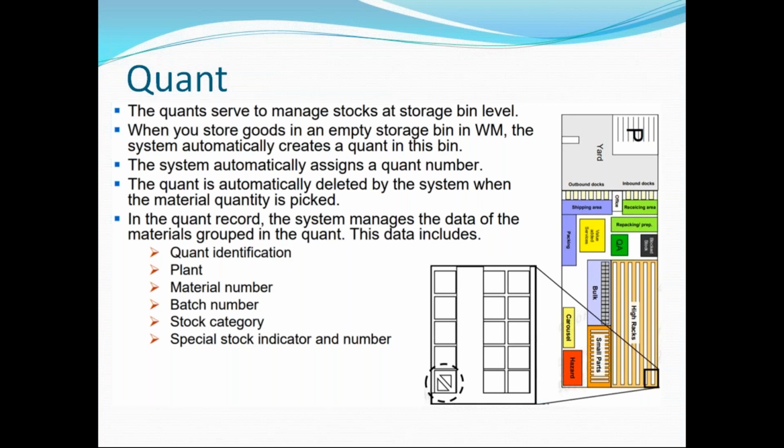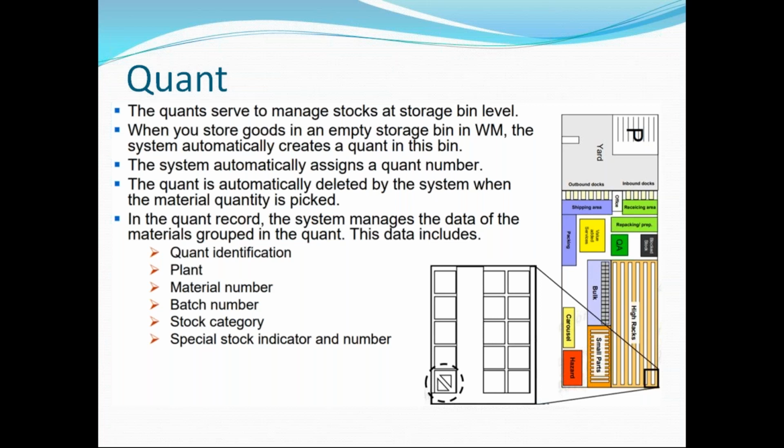in this bin. So whenever we are doing the goods receipt onto a particular bin, if it is empty, the system automatically creates a quant. And if you are taking the material from the particular bin, the system deletes the particular quant, and the system automatically assigns a quant number by the number range that we define for the quants. We'll see how all these things are done in the hands-on of SAP Warehouse Management System. The quant is automatically deleted by the system when the material quantity is picked.